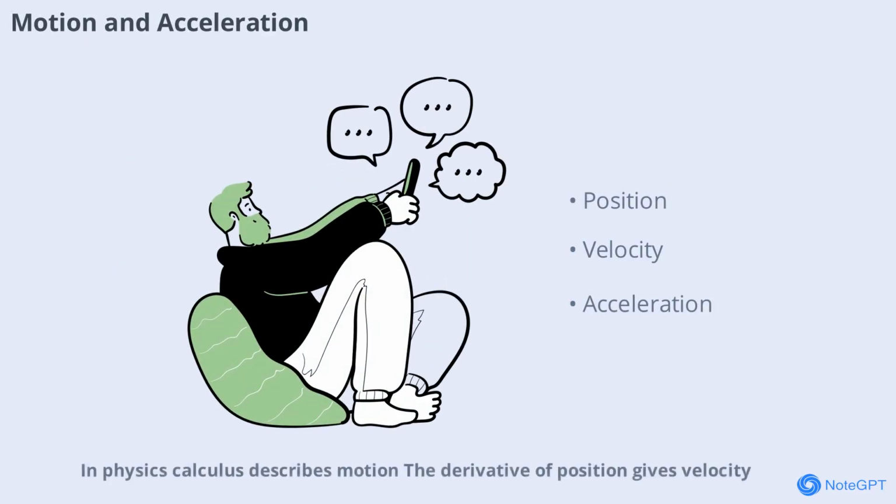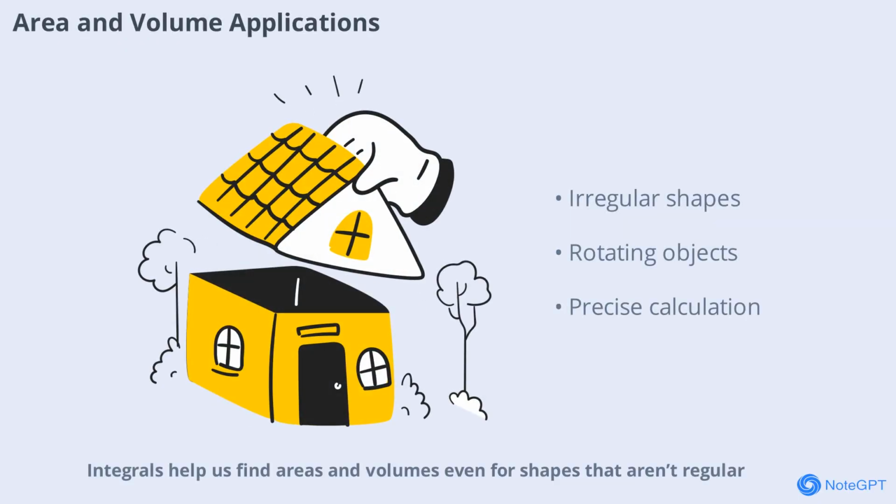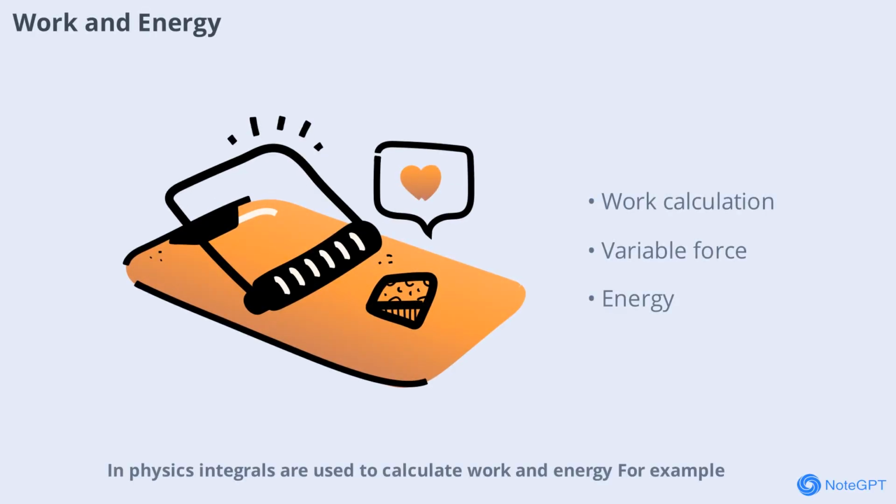In physics, calculus describes motion. The derivative of position gives velocity, and the derivative of velocity gives acceleration. This chain of relationships helps us understand how objects move and change speed. Integrals help us find areas and volumes, even for shapes that aren't regular. Whether it's the area under a curve or the volume of a rotating object, calculus provides the tools to calculate these quantities precisely. In physics, integrals are used to calculate work and energy. For example, finding the work done by a variable force requires adding up tiny amounts of work over a distance. Calculus makes these calculations possible.